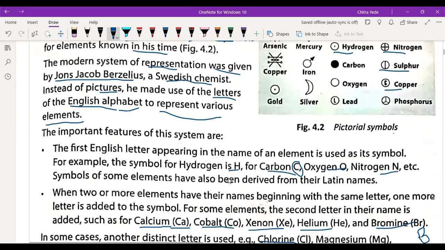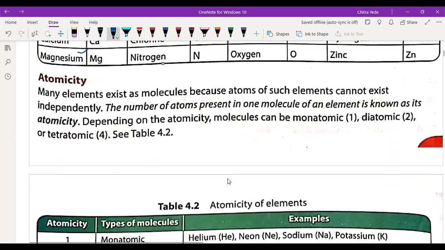Now we are going to understand atomicity. It is a very important concept. Atomicity is the existence of a particular element in our nature. If you are discussing oxygen, oxygen does not present in our nature in the form of O. It is present in the form of O2. So for oxygen gas, we have two oxygen atoms in it.